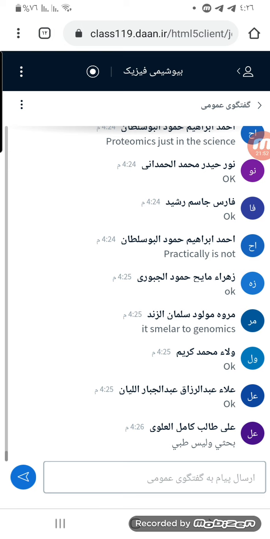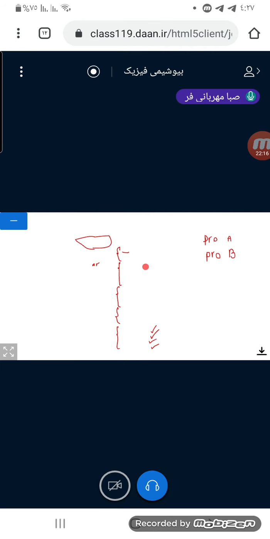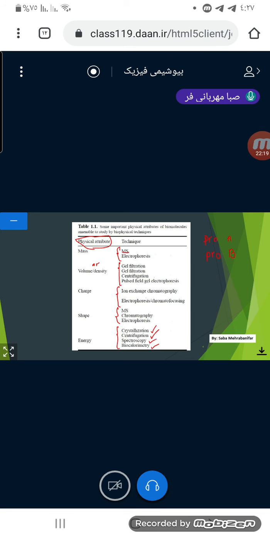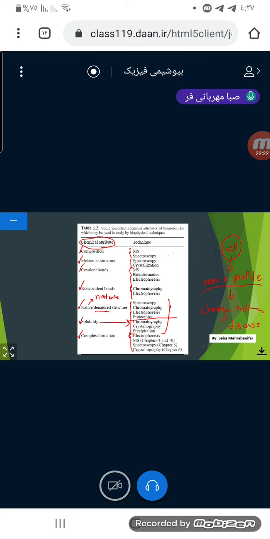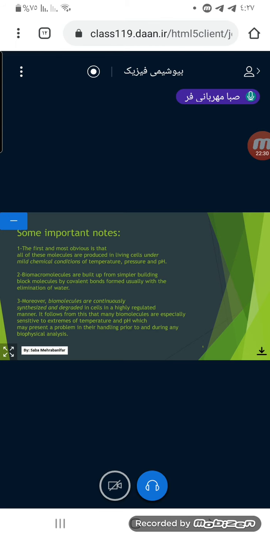Complex formation. When we want to have some data about complex formation, we can use electrophoresis, mass spectroscopy, and crystallography. These two tables are very important, and be sure that some of your questions will be from these two slides. Okay, let me tell you some important notes.